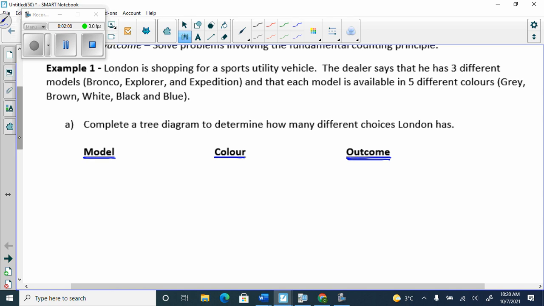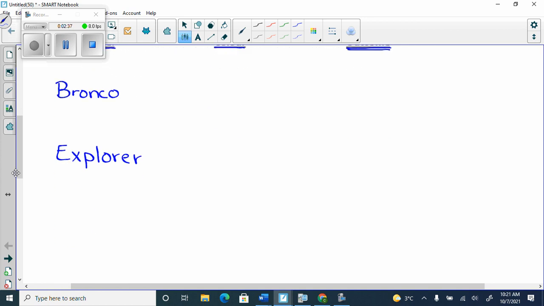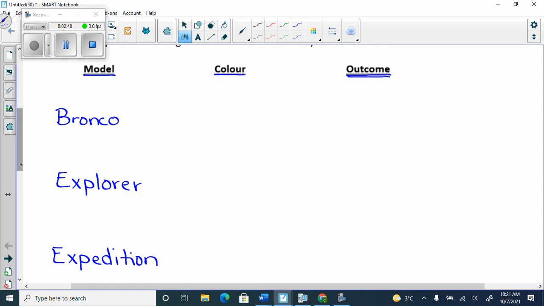So, we have model, correct? We're going to list our different models underneath the title model. We're going to list Bronco, Explorer, and Expedition, and we're going to leave a little space around them. So we're going to go Bronco, and then we're going to leave a space, and then we're going to go Explorer. If you don't leave spaces, you're going to regret it in about 3 seconds. And then our last option was Expedition. You see how I list the 3 options in a row, under model? We agree?